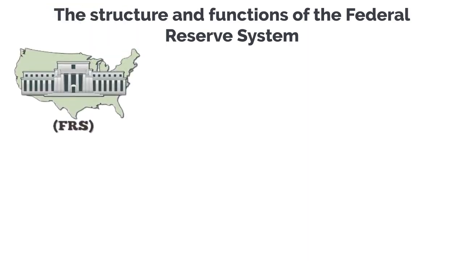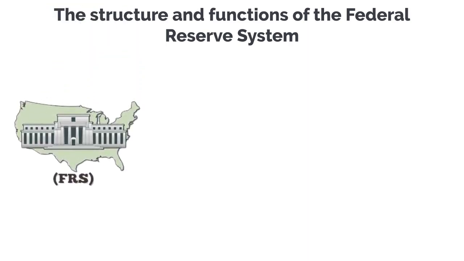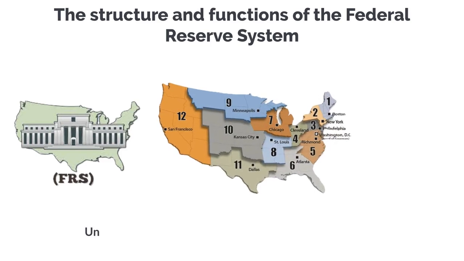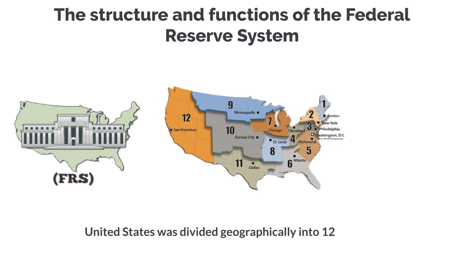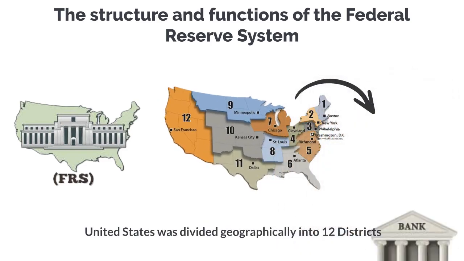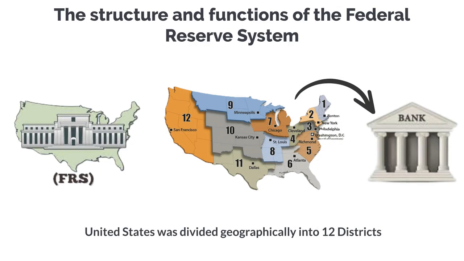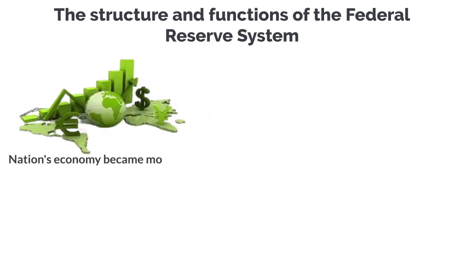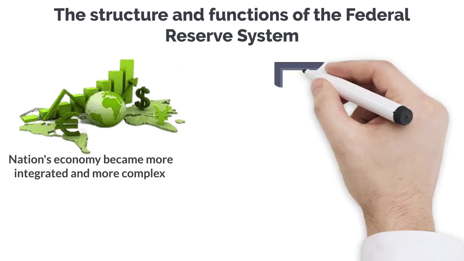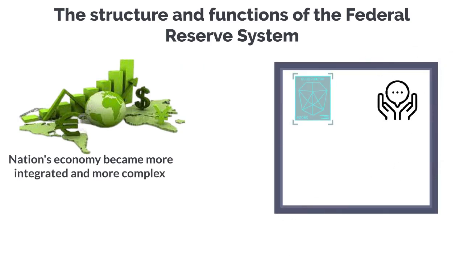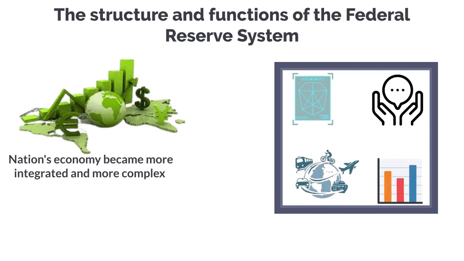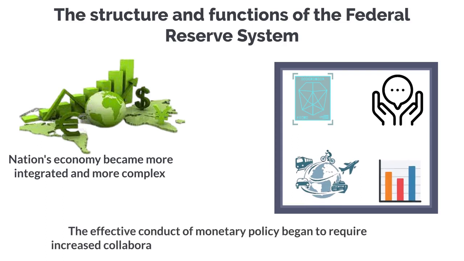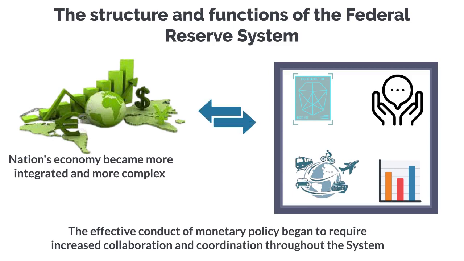In establishing the Federal Reserve System, the United States was divided geographically into 12 districts, each with a separately incorporated reserve bank. As the nation's economy became more integrated and more complex through advances in technology, communications, transportation, and financial services, the effective conduct of monetary policy began to require increased collaboration and coordination throughout the system.